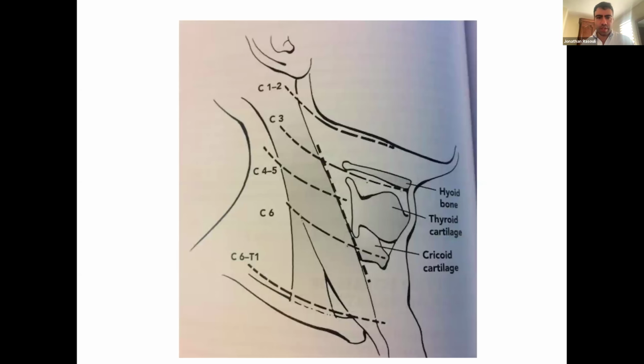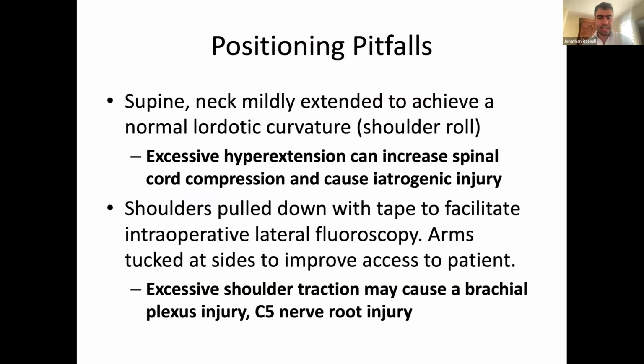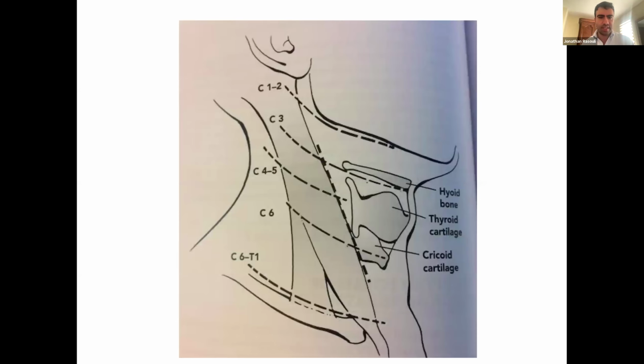You just have to be careful when you're lordosing them or you're taping the shoulders down, because you don't want to cause any iatrogenic injuries here. This is kind of like where you can make your incision. You can plan it out based on the pathology, but I just pick a skin crease. Usually people have two, right?